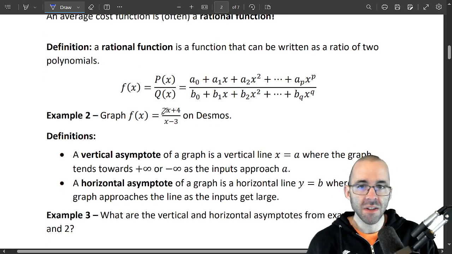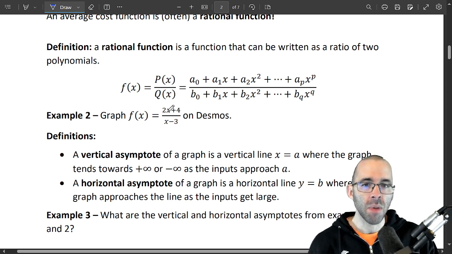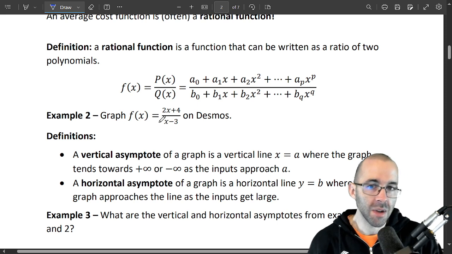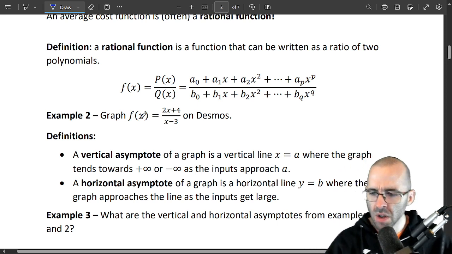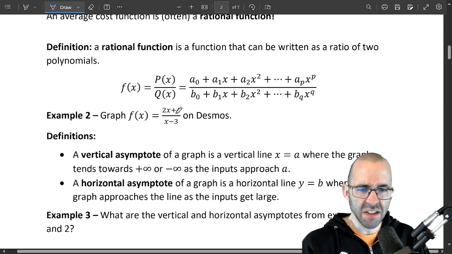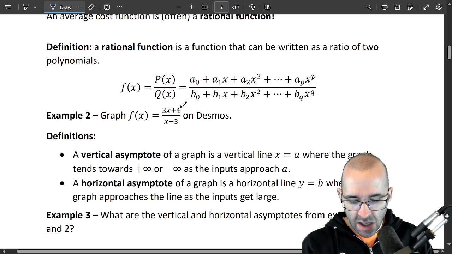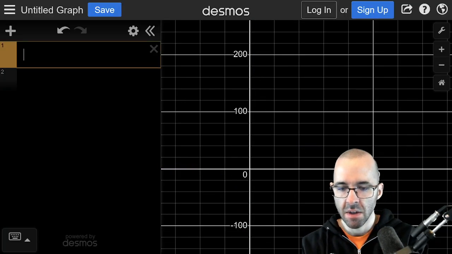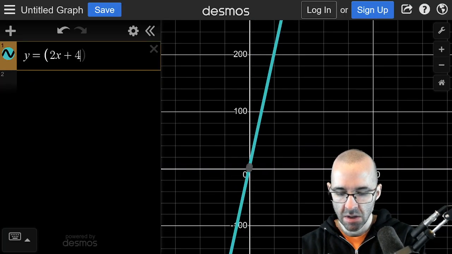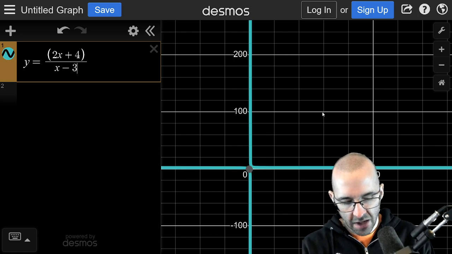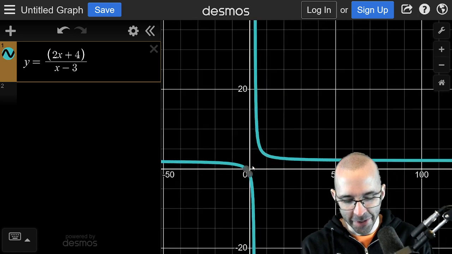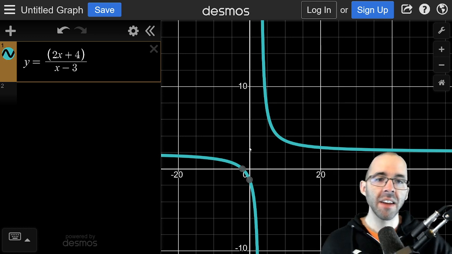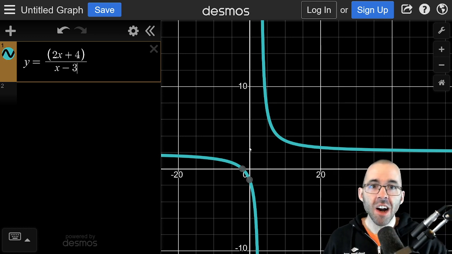And so in example 2, here's another example of a rational function. It's a polynomial, in this case a line, divided by another polynomial, also a line in this case. So we're going to graph this, and we're going to start noticing some patterns about rational functions. 2x plus 4 over x minus 3. All right, so the first thing is we're going to need to zoom in. All right, and again, this looks just like our average cost function, right?